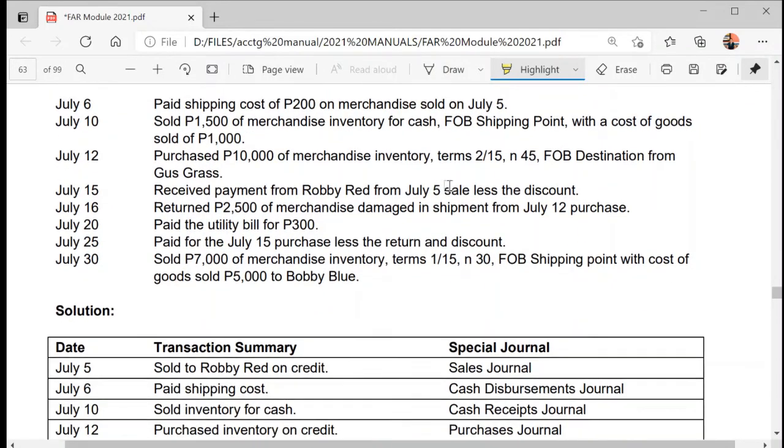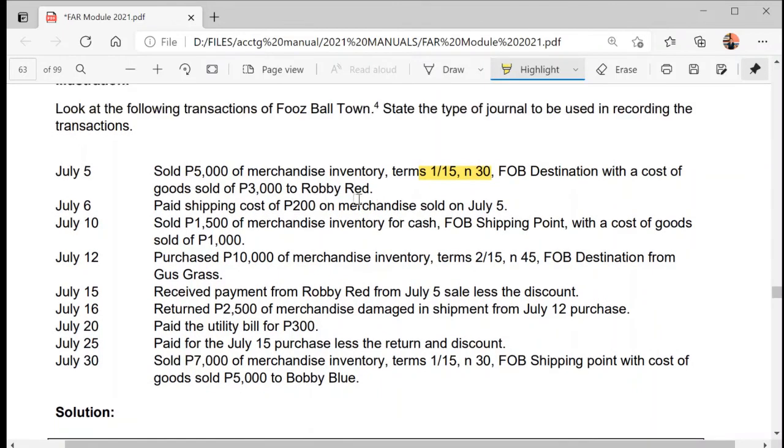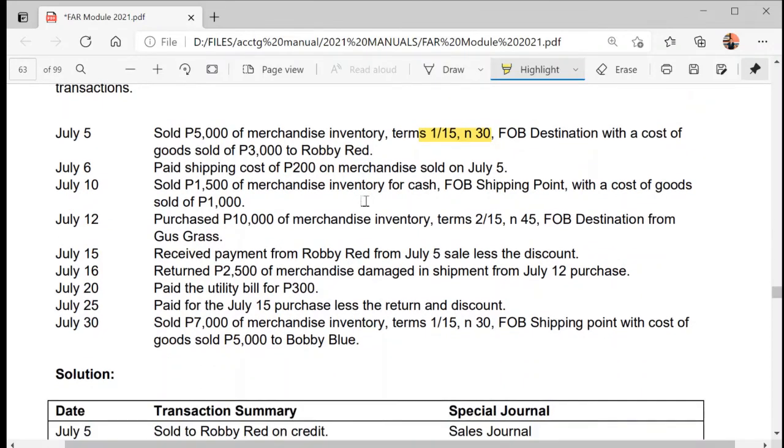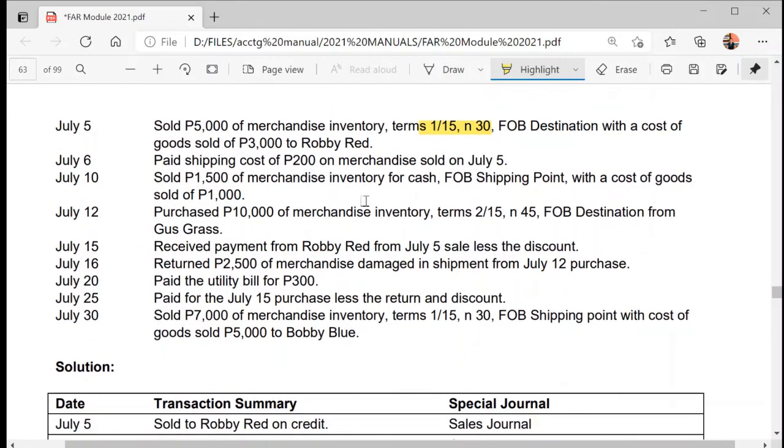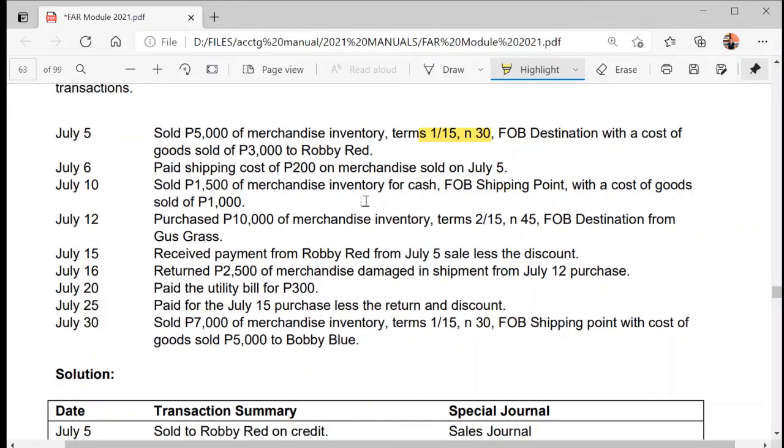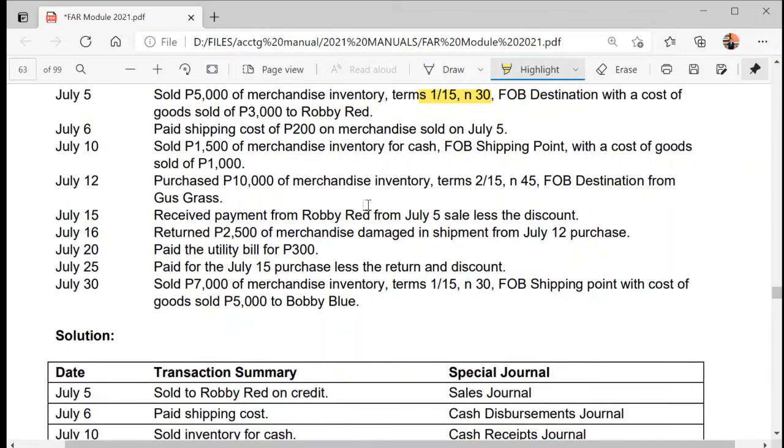So therefore, since this is sold to, diba? Sold to, so kita ang namaligya ani. So what would be the special journal to be used? That would be the sales journal. Then, July 6, paid shipping cost. So, pag na-payment, automatic. Pag payment, asa na siya? That's cash disbursements or cash payments journal.